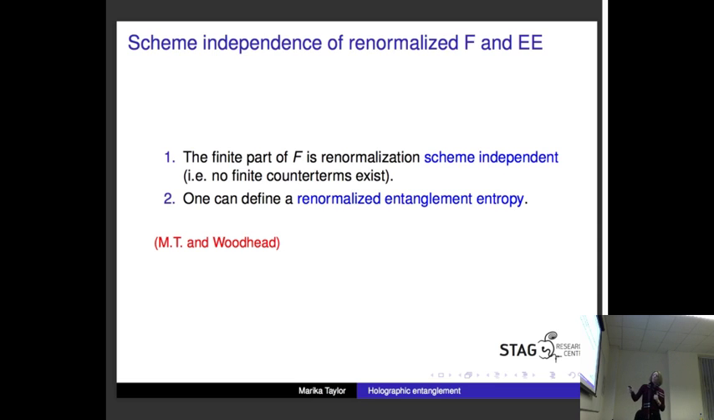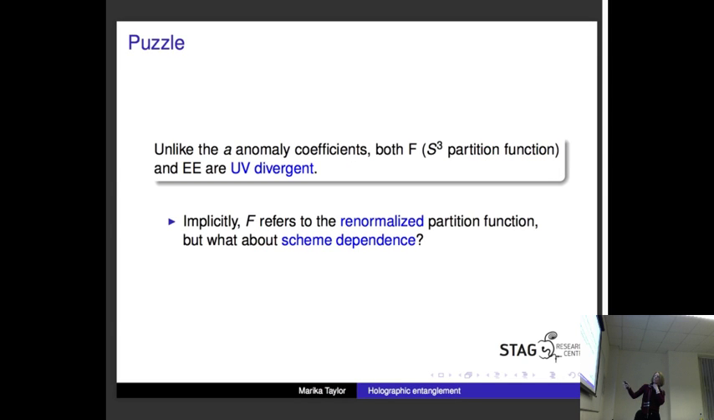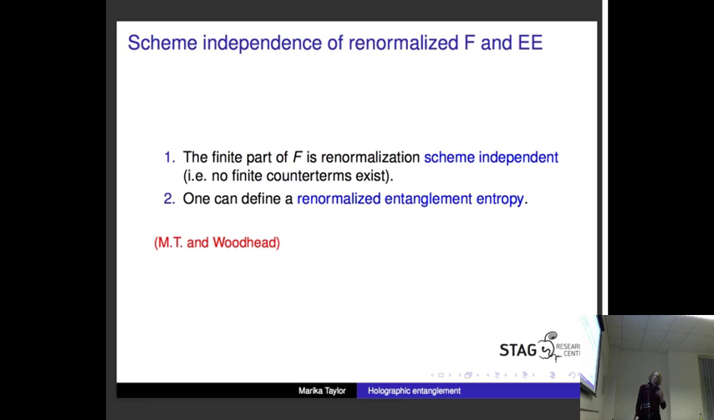Okay, so what I showed you, my student William Woodhead last year, is two things. Firstly, that F is indeed renormalization scheme independent, so you can't actually write down any finite counterterms. And secondly, we said that this F, the sphere partition function and the entanglement entropy are basically related to each other. Well, it turns out that the entanglement entropy can itself be renormalized.